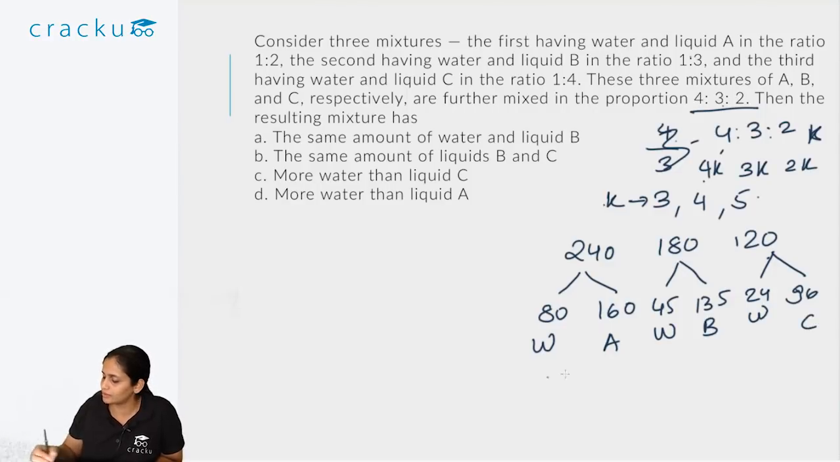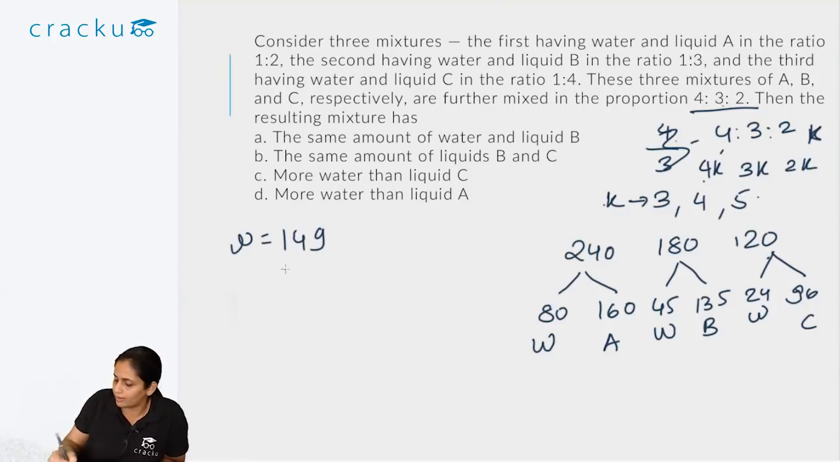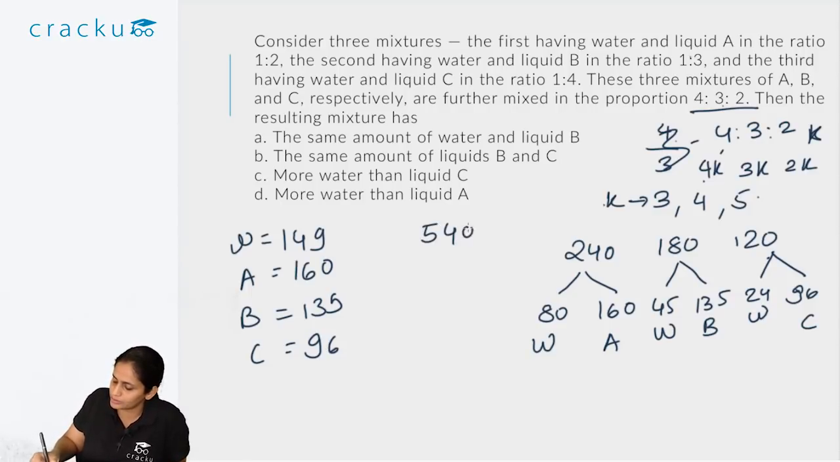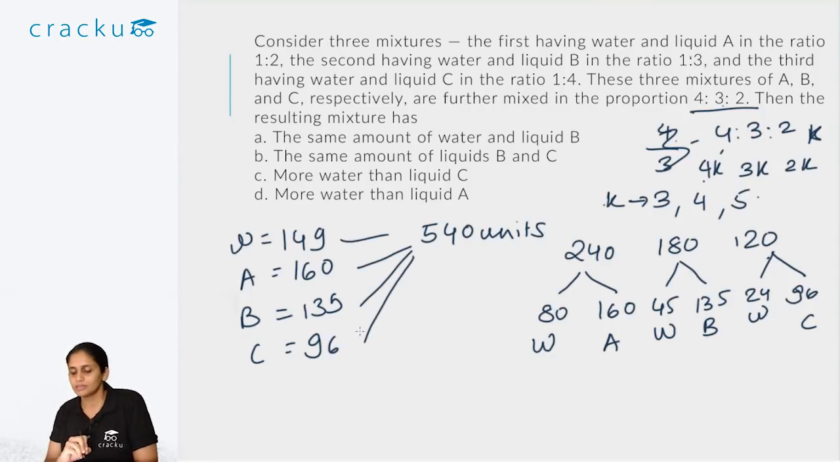Therefore, if we consider all of these units mixed together, water will be 80 plus 45, that is 125, plus 24, that is 149 units. A will be 160 units, B will be 135 units, and C will be 96 units, in 540 units of the resulting mixture. So now let's consider what the options are.